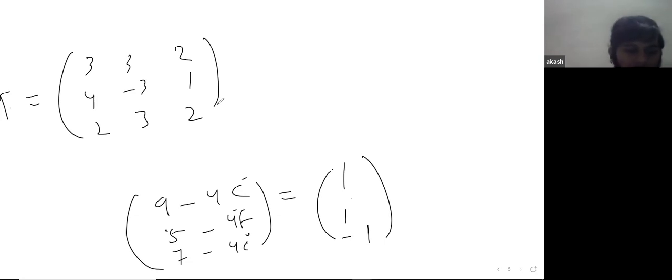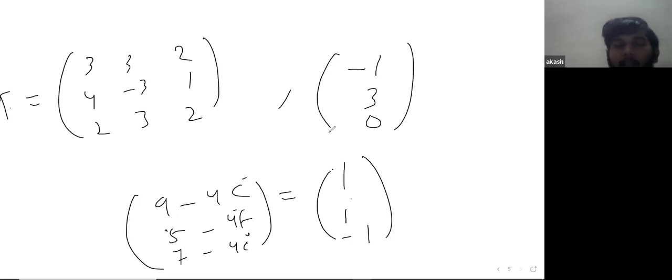The second part asks to find the image of the point with position vector -1, 3, 0. They are asking you to find the image of this point. So how to find the image? Can you take a guess?